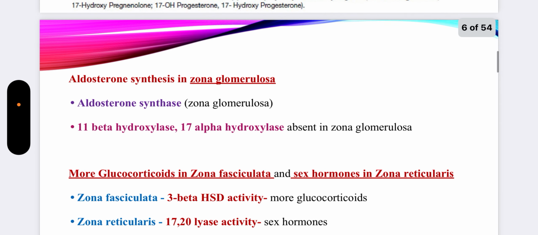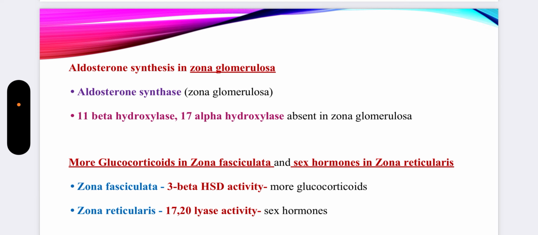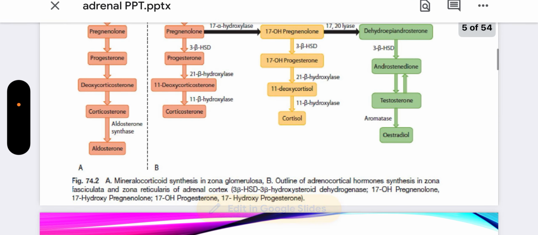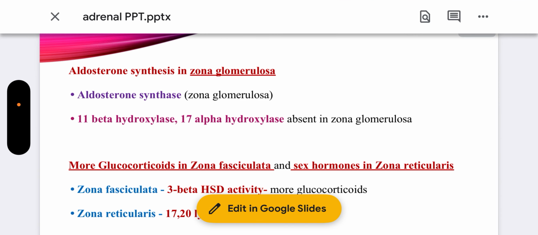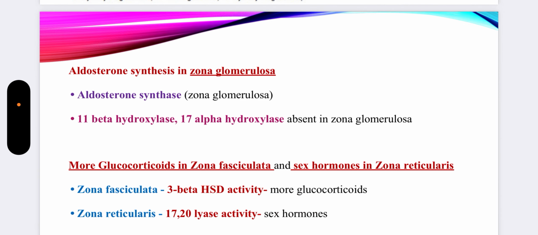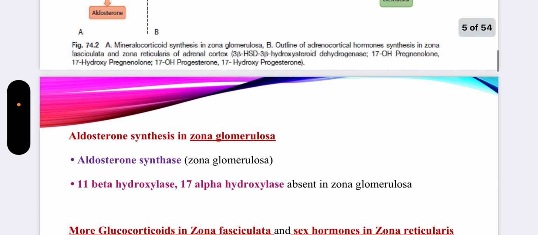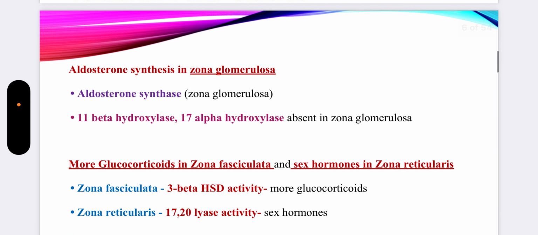Now there are two main reasoning based questions that are asked. Why does aldosterone synthesis take place in zona glomerulosa? Why not in the rest of the two layers, zona fasciculata and zona reticularis? The reason is that the aldosterone synthase enzyme, which converts corticosterone into aldosterone, is only present in zona glomerulosa. It is absent in reticularis and fasciculata, whereas 11-beta hydroxylase and 17-alpha hydroxylase are not there in zona glomerulosa.